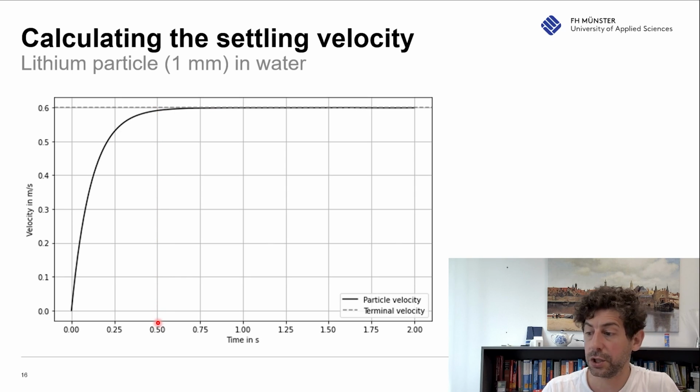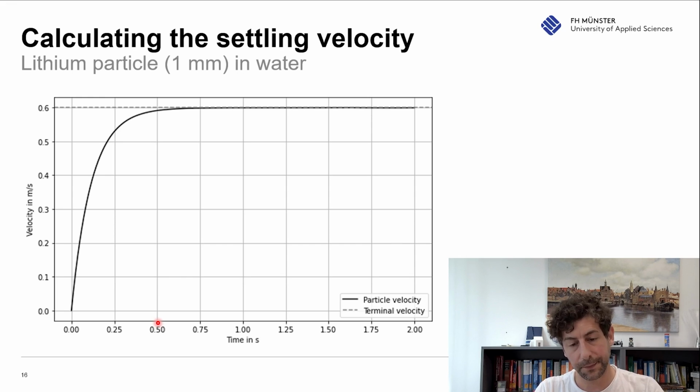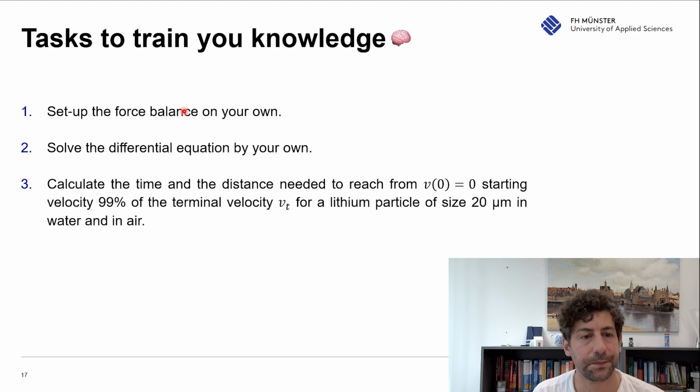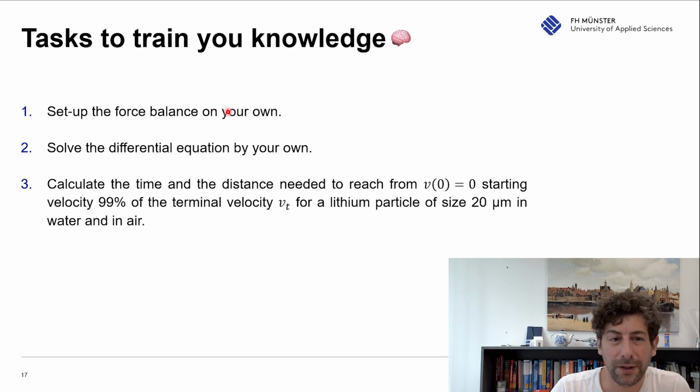So this means if we generally look at settling, assuming stationary settling is basically a good assumption, because even for smaller particles, this terminal velocity will be reached much faster. So it's a good assumption, but you see how the acceleration behaves. It's like an e function. And therefore I have some tasks at the end for you to train your knowledge.